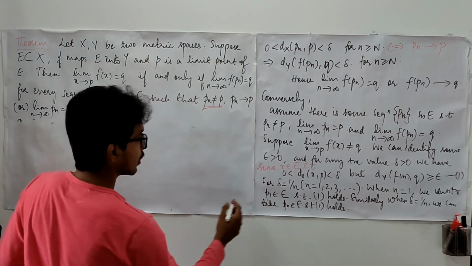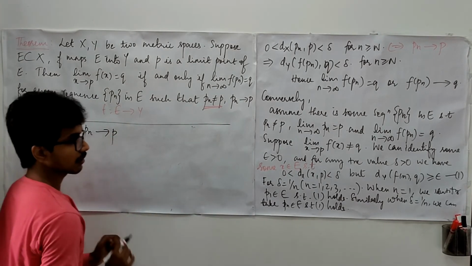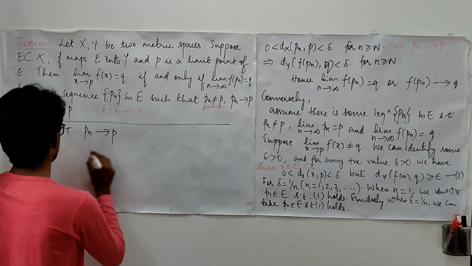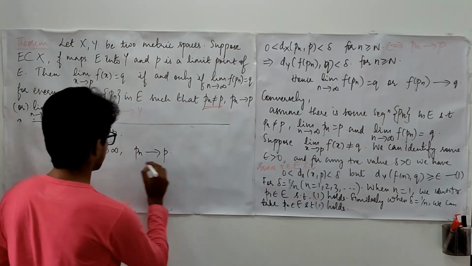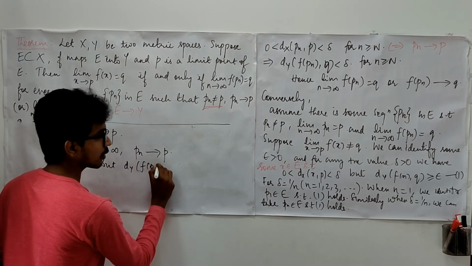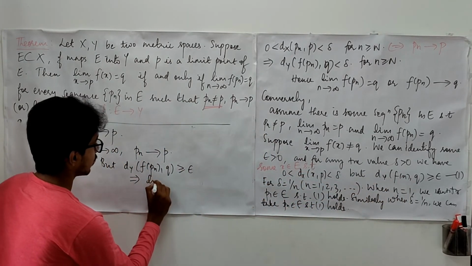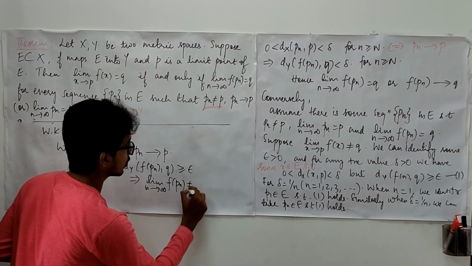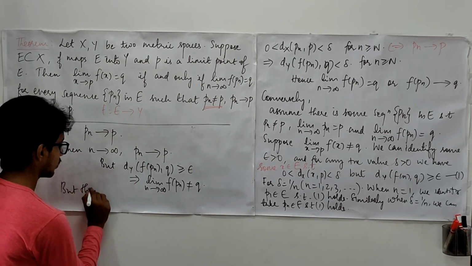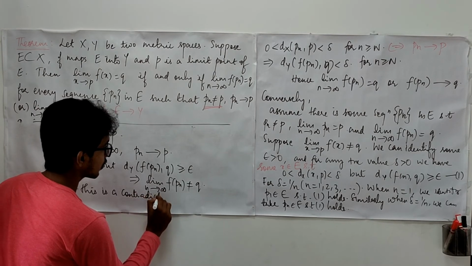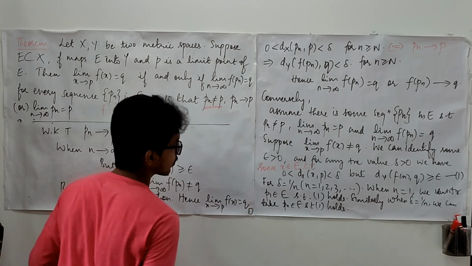We know that Pn converges to P, right? So, using that idea, when n approaches infinity, Pn approaches P, but dY of f of Pn comma Q is bigger than or equal to epsilon, and this implies limit n approaches infinity, f of Pn is not Q. This is what we are having, but this is a contradiction to our assumption. Therefore, limit x approaches P, f of x is Q, and this completes the proof of this theorem.